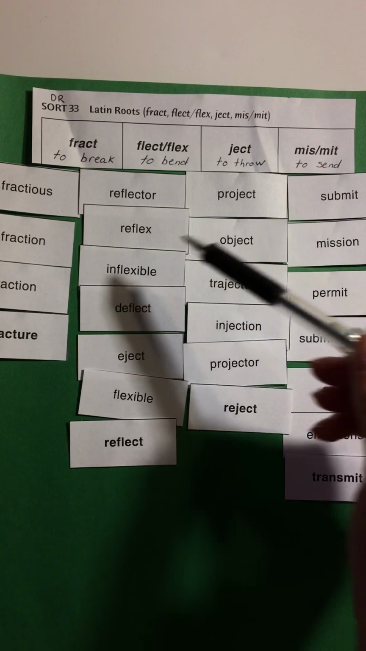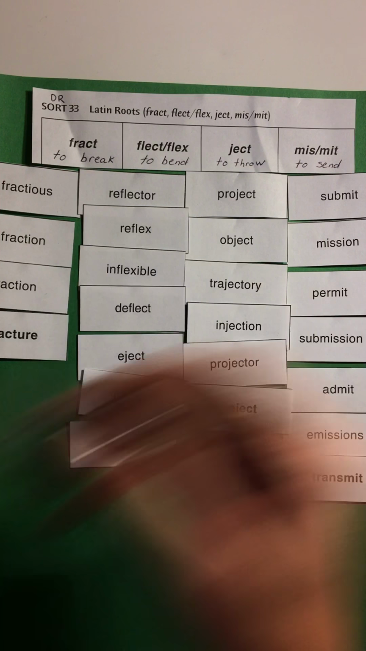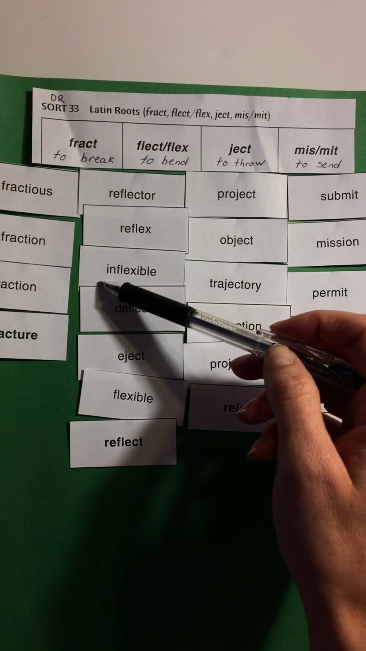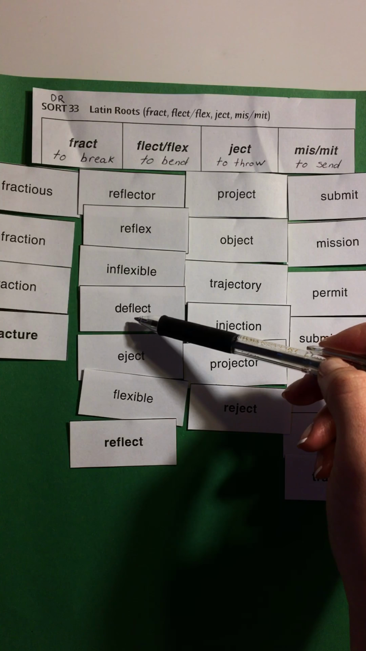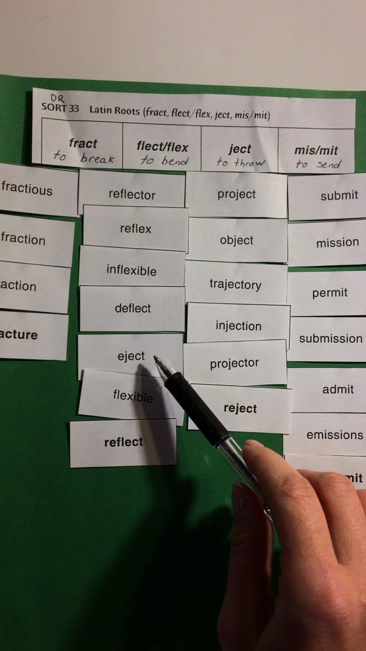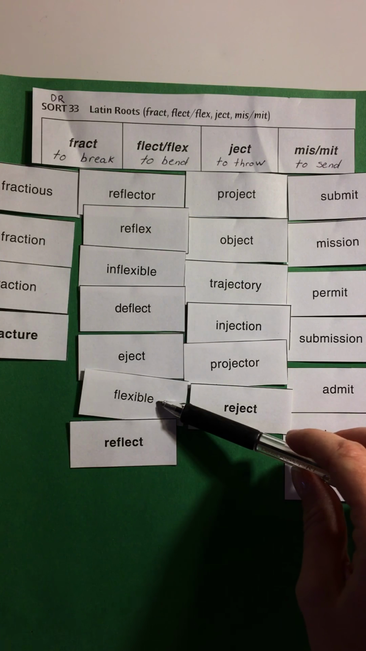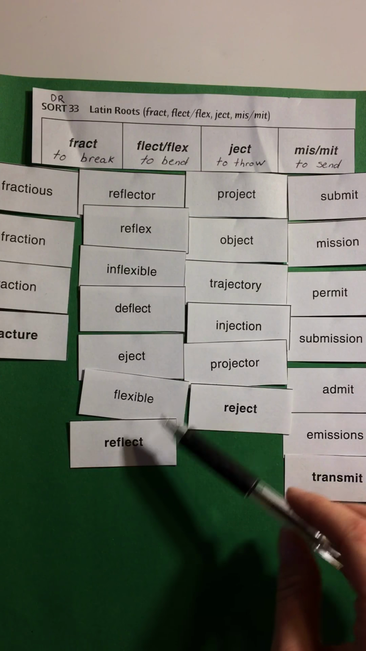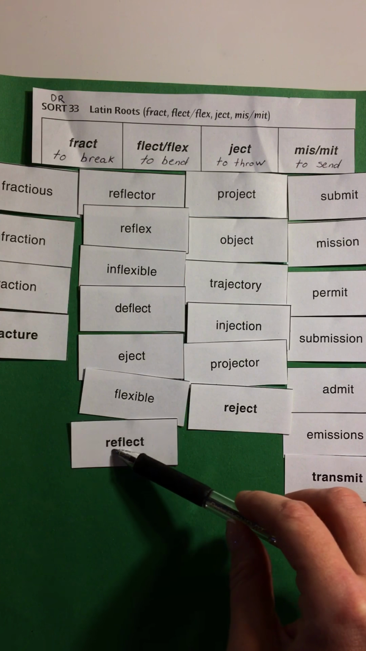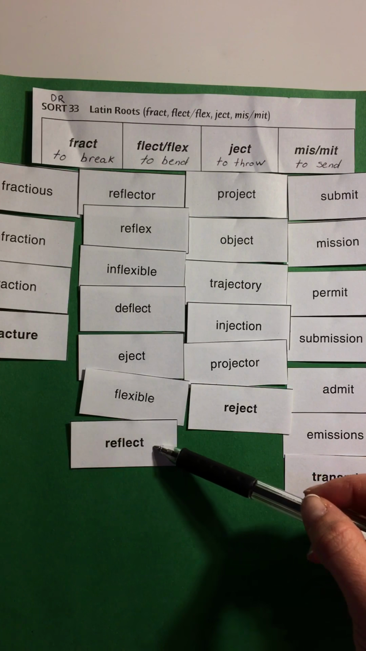So we have bending, reflector, could bend light. A reflex is when you do something and then it maybe jerks. Inflexible would mean not flexible. To deflect would be to maybe push away. Eject, like you get ejected out of your jet plane. Flexible, of course, the opposite of inflexible. And reflect. Reflect, again, to think about again maybe, similar to reflection.